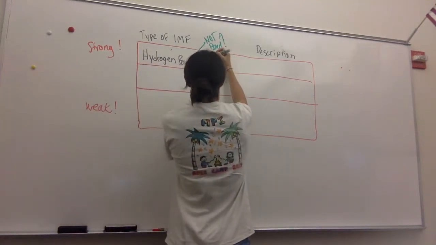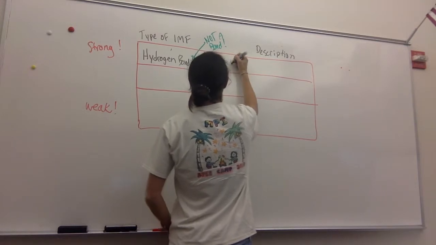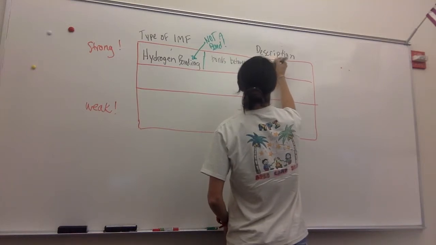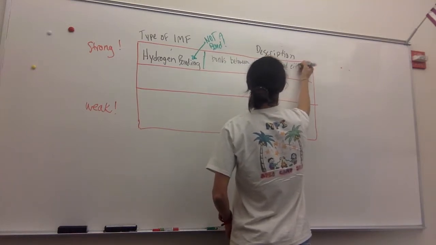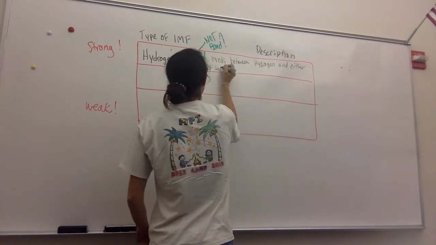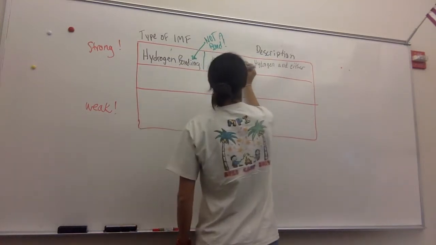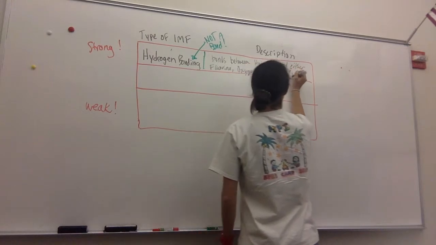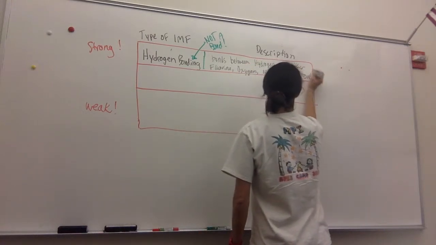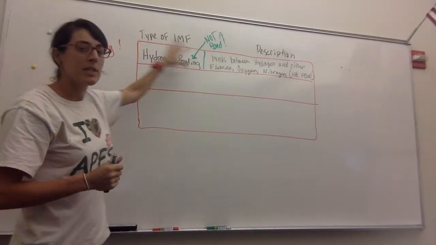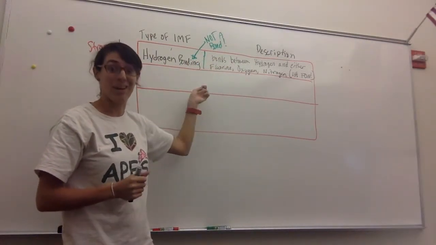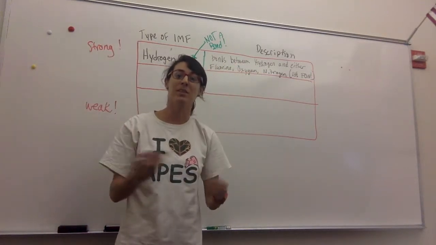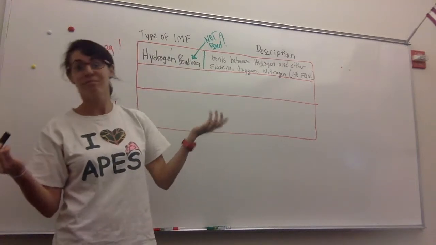So the description is bonds between hydrogen and either fluorine, oxygen, or nitrogen. So, three types of intermolecular forces, starting off with hydrogen bonding, not a bond. So, description, bonds between hydrogen and either fluorine, oxygen, or nitrogen. And then I wrote in parentheses, it's FON. That's how I remember it. It's FON. Fluorine, oxygen, nitrogen.